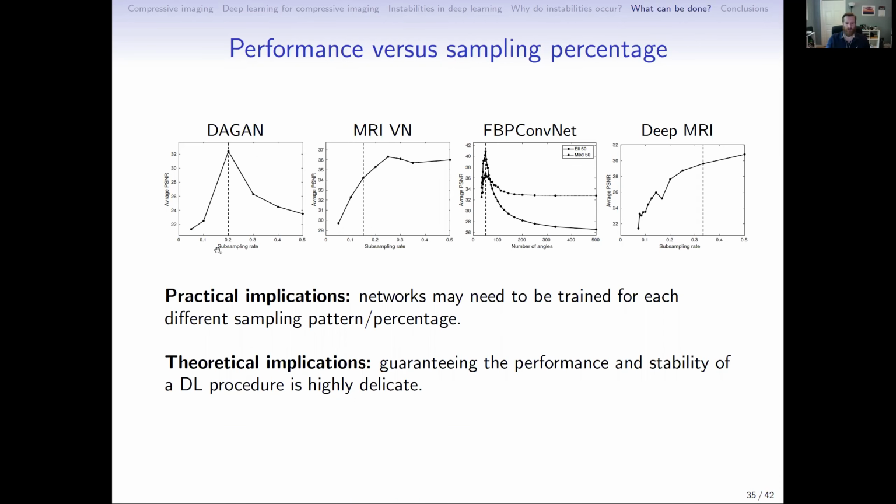The practical implication of this is that if you want to design neural networks for something like MRI, then you might actually have to have a different one for each different sampling pattern in the machine. A theoretical implication of this is that this kind of phenomenon suggests that guaranteeing the performance of a network is quite subtle. If it's highly dependent on the sampling rate that you train at, then it's not clear how the network is going to perform in practice.